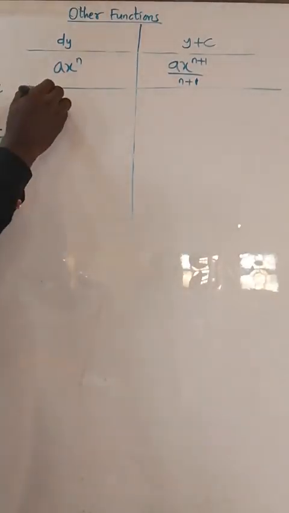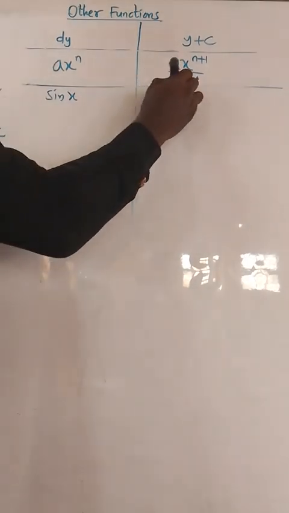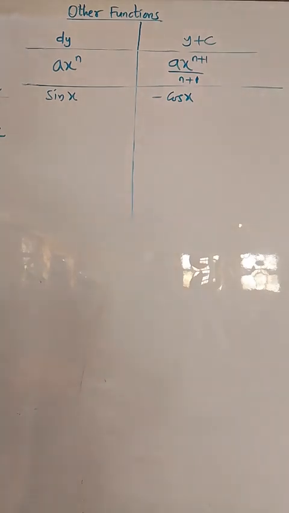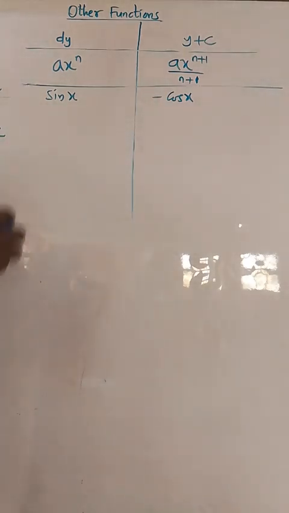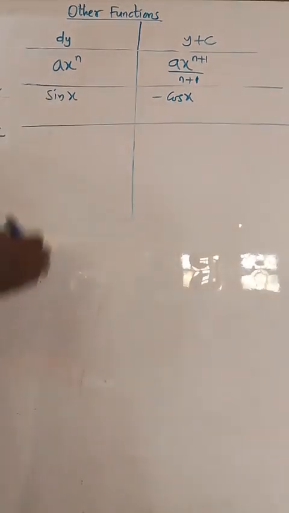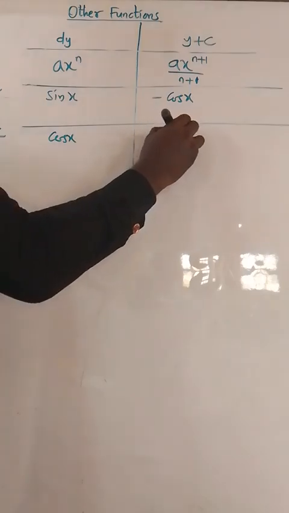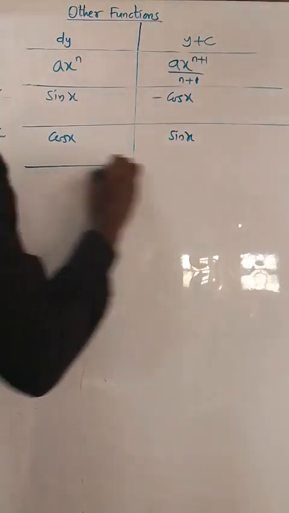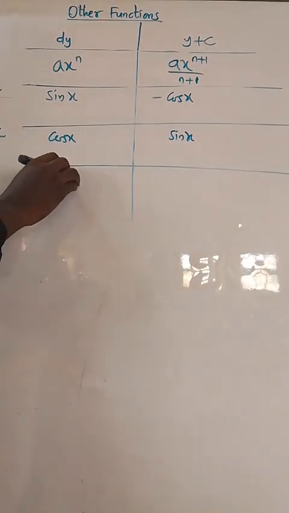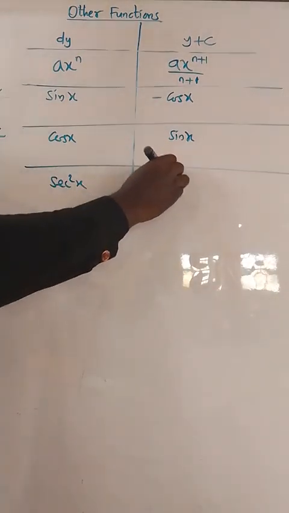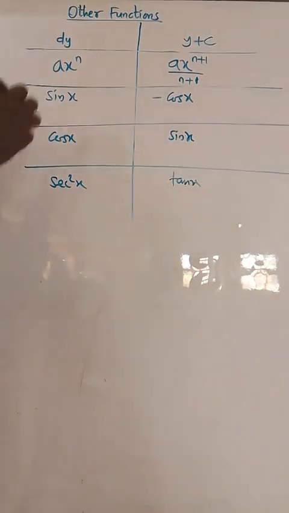We've done this already. Now, let's move to trig functions. If I have sine x, the integral is going to give us what? Minus cos x. It's the opposite of the law of differentiation. If we differentiate sine, we get cos. If we integrate sine, we get minus cos. So if we integrate cos x, we get what? Sine x. If we integrate sec square x, we get what? We get tan x.